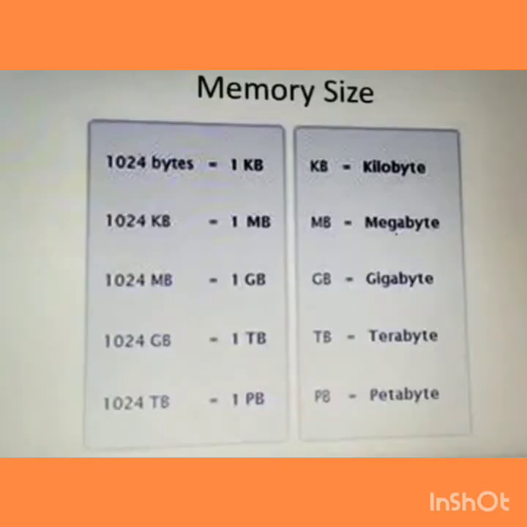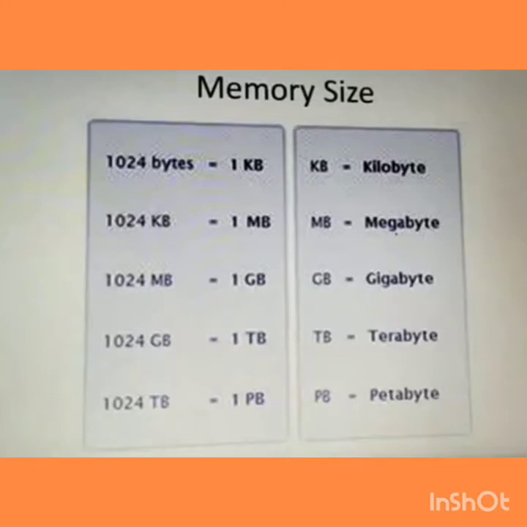Let's discuss the table of memory size. KB represents kilobyte, MB is megabyte, GB is gigabyte, TB means terabyte, and PB is petabyte. You can see the table here.